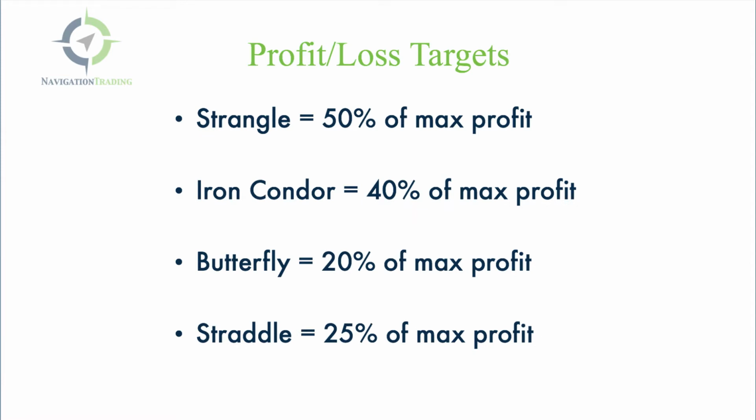Two, profit and loss targets. So we're going to focus really on four core strategies that we trade a lot here at Navigation Trading. First being a strangle, and 50% of max profit is our target for that strategy. Second, iron condors, we target 40% of max profit, butterflies 20% of max profit, and straddles 25% of max profit. And that's what we've found in our research and experience is the best bang for your buck: to manage those winners at that percentage of max profit, book those profits, and redeploy that capital into new high probability opportunities.